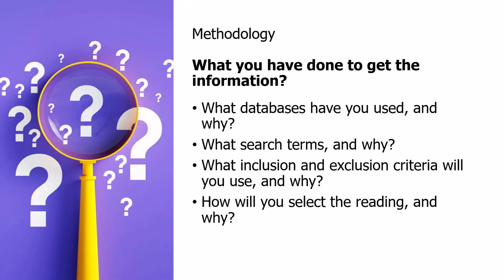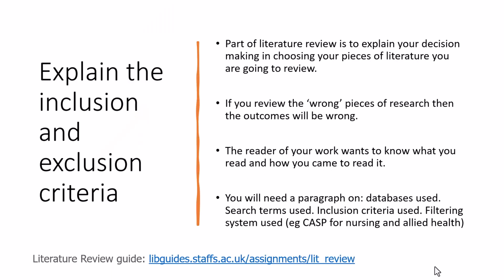So after you've introduced the topic and set the background, you need to explain how you carried out your review. So you need to explain how you found those articles. What search terms did you use? What databases did you search to find them? What inclusion and exclusion criteria did you apply? And then how did you decide on the final papers that you were going to include? You will particularly need information about how you applied your inclusion and exclusion criteria, because you need to be able to justify your decisions about choosing the literature that you did select.